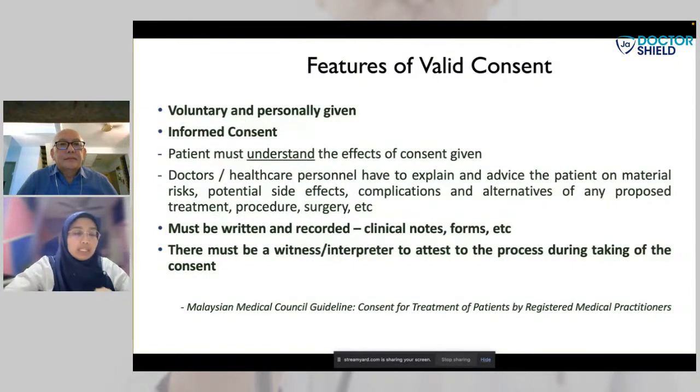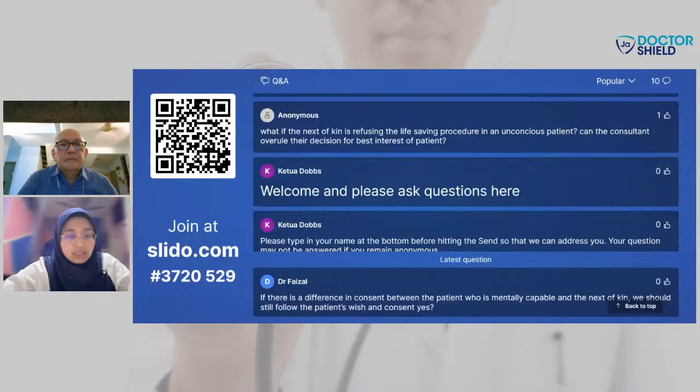And in terms of witnessing, it is quite important because at the end of the day, if the issue of consent is raised in court, it is more the consultant's word, the doctor's word, against the patient's word. So that's the reason why we need the third party, basically to support that, yes, there's a process to it. Yes, the patient consented to the procedure.